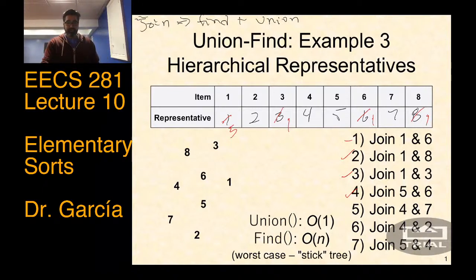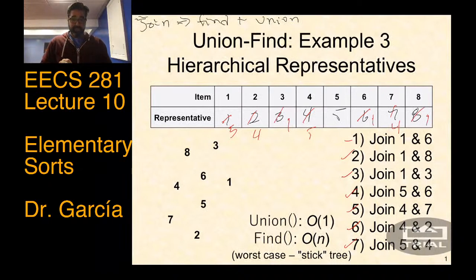So now join of 4 and 7 is pretty easy. It's the same situation because each one is their own representative. So I just picked this to be 4. And join of 4 and 2, same deal. 4 would be the representative of 2 now. And now we join 5 and 4. So now what's going to happen is same deal, each their own representative. So this is 5. Okay.